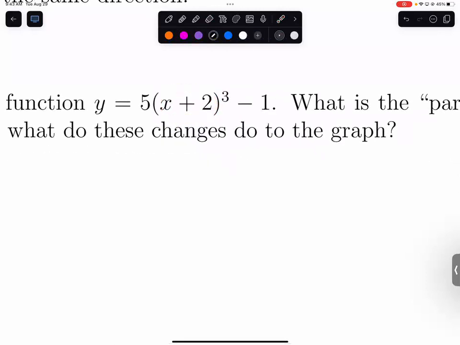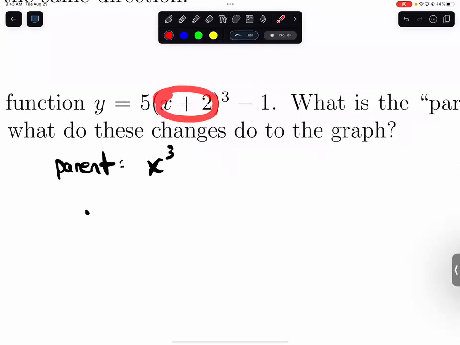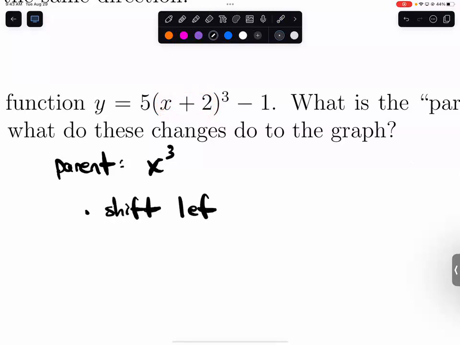I should write things down. So the parent function is x cubed. The first thing I want to do in terms of changing the graph is whatever this does. One more time, that x plus 2 would move it to the left 2. Shift to the left 2. Okay. Then what?